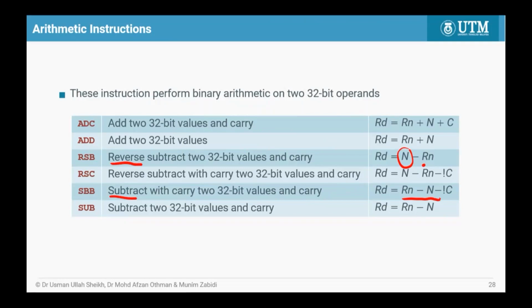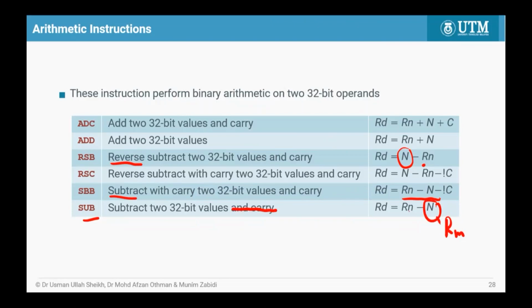Then we have the SUB. This SUB is used to subtract 32-bit values without a carry, please correct that, with no carries. So Rd equals Rn minus N.